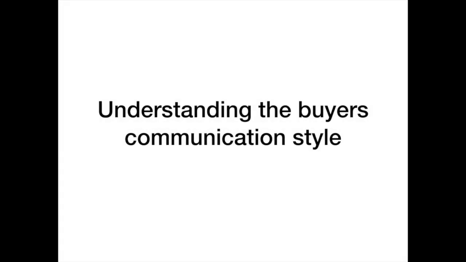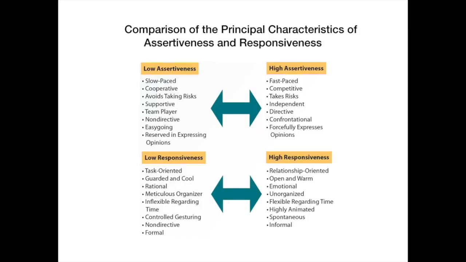One thing that a salesperson should start to think about early on in their sales profession is how to understand the buyer's communication style. As with any kind of relationship, the more you understand the other person, the better able you will be to adapt to them and communicate in a way that's beneficial to you both. These are the principal characteristics of assertiveness and responsiveness. The next time you speak to someone, really anyone, try to see if you can determine where they fit on this assertiveness and responsiveness chart.